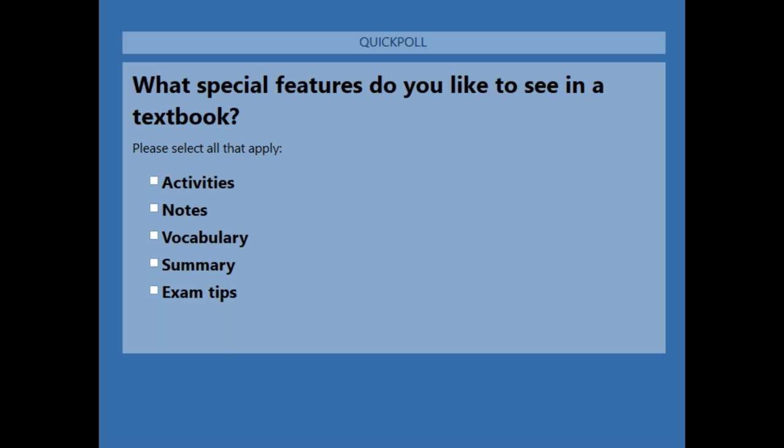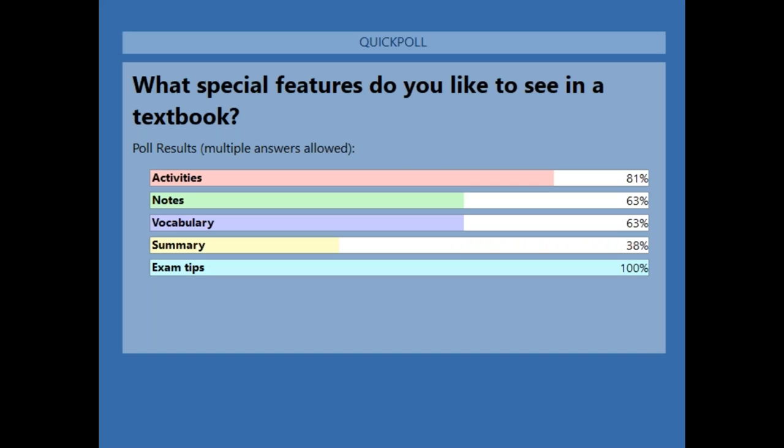Okay, time's up. I'm going to close the poll. On your screen, you can see the results. Definitely everybody wants to see exam tips in a book, followed by activities. Notes and vocabulary are about the same percentage, and summary seems to be the one that all of you are not too concerned with. So exam tips, and I think following this, Alette will show you how the book addresses these choices of yours and how it's covered in depth.